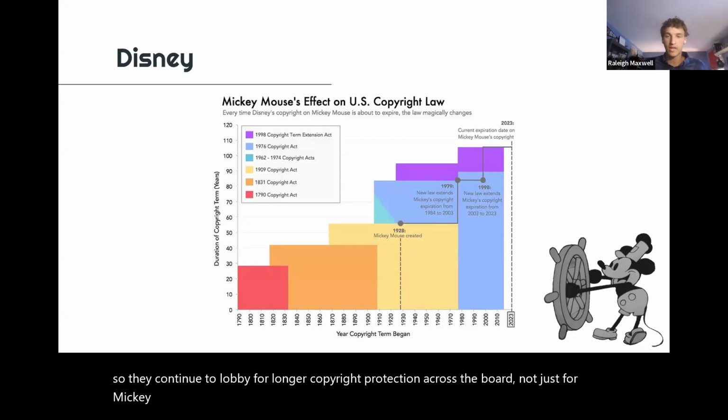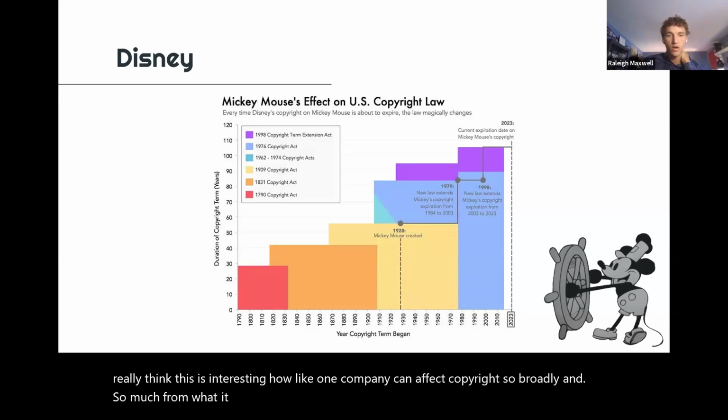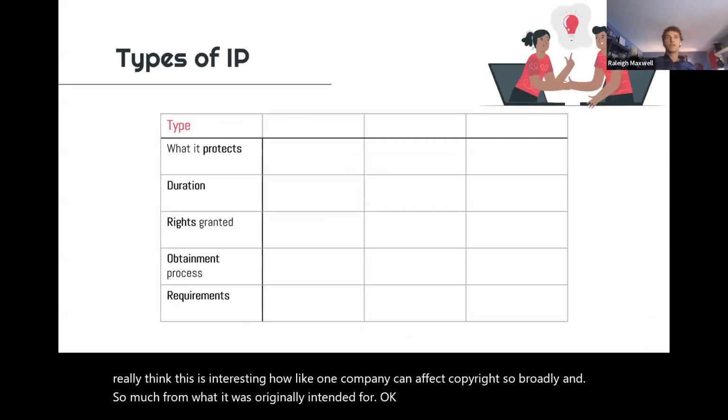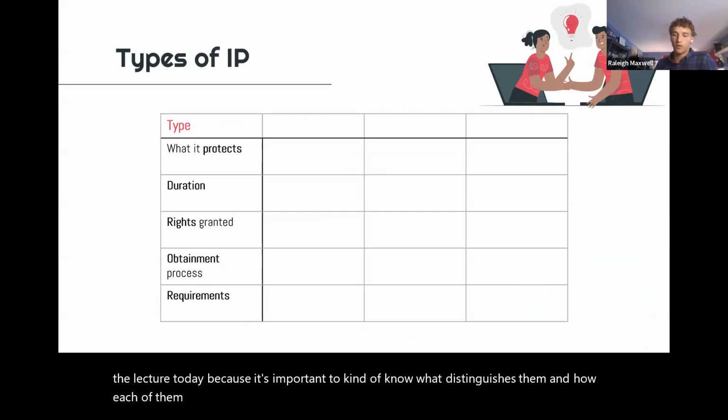Disney is not alone in lobbying, which we'll talk about later, but I just think it's interesting how one company can affect copyright so broadly and change it so much from what it was originally intended for. Okay, so types of IP will be the bulk of the lecture today, because it's important to know what distinguishes them and how each of them works. The first type of IP we'll go over is patents.